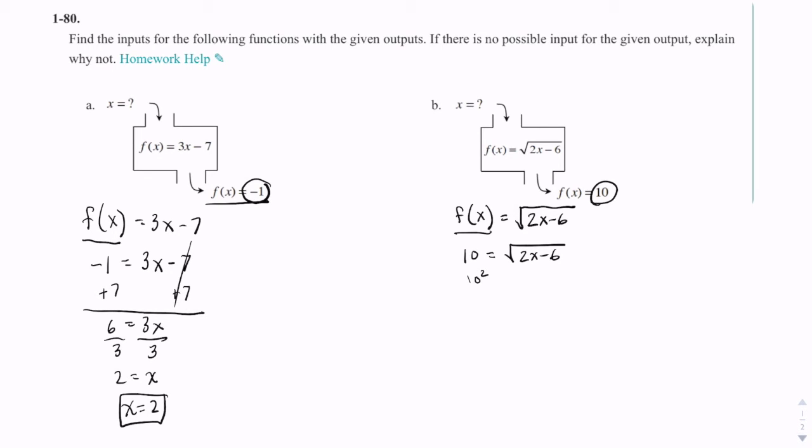So I get 10 squared equals, and the square and the square root would cancel on this one, right? So I have 100 equals 2x minus 6. I'll add 6 to both sides. I have 106 equals 2x. And I'll divide both sides by 2, right? And I get 53 equals x. So x equals 53.